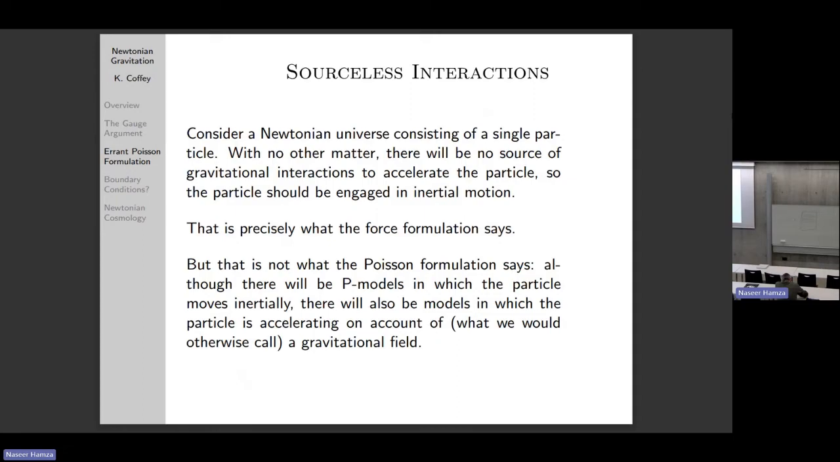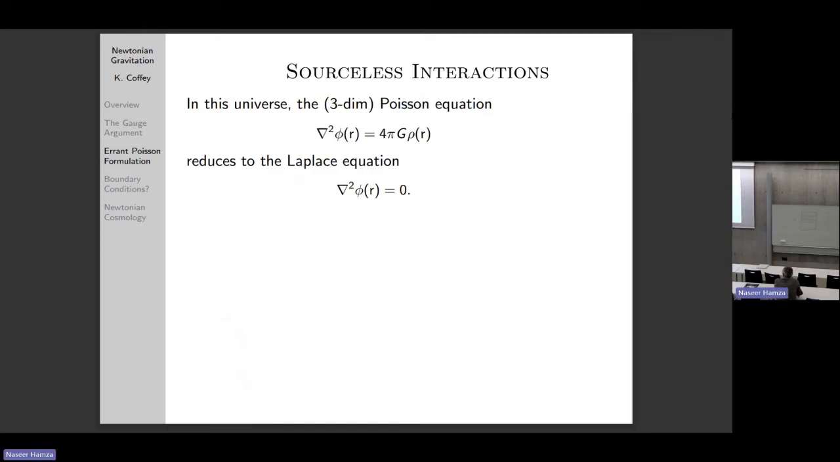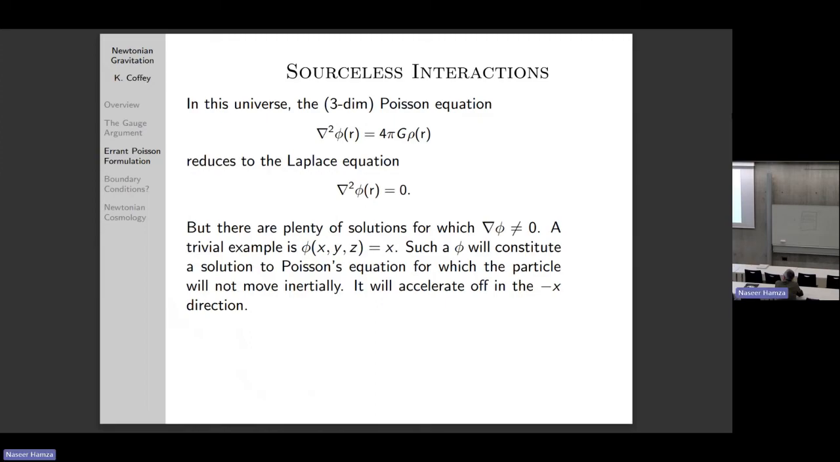Although there are going to be plenty of P models on which the particle does move inertially, there are also going to be models in which the particle is accelerating on account of what we would otherwise call a gravitational field. So here's the example, right? In this universe, we have a three-dimensional Poisson equation, which reduces because there's no matter to the Laplace equation. And there are plenty of solutions to the Laplace equation for which the gravitational field, del phi, is non-zero, right? One of them is just phi equals x, right? When that's the potential, the particle accelerates off in the minus x direction, right?